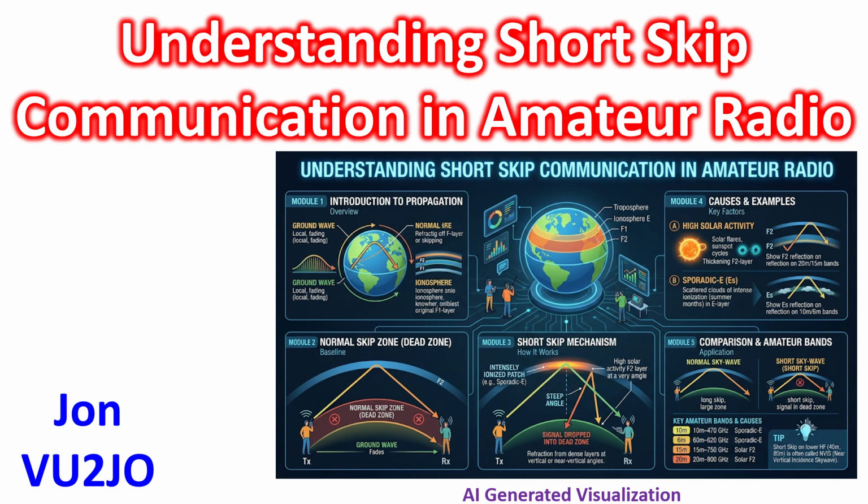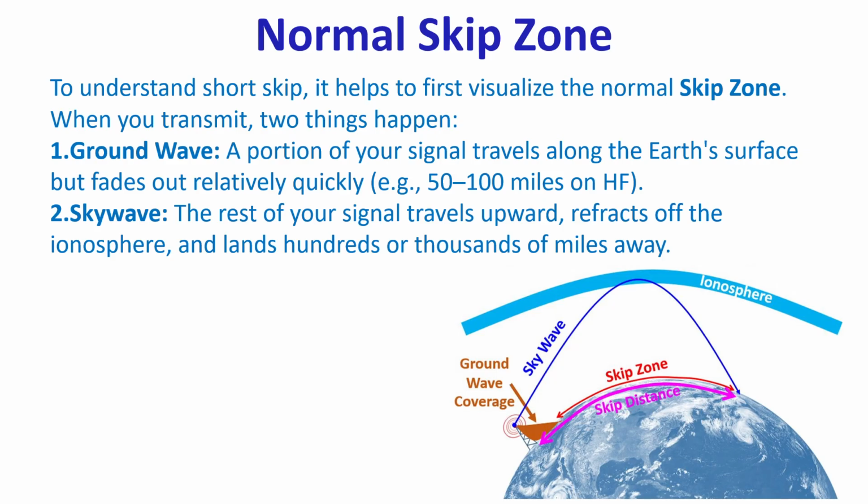Short skip refers to ionospheric propagation where radio signals refract back to Earth at distances much shorter than the typical skip distance for a given frequency. It effectively drops your signal right into the middle of what is normally a dead zone. To understand short skip, it helps to first visualize the normal skip zone.